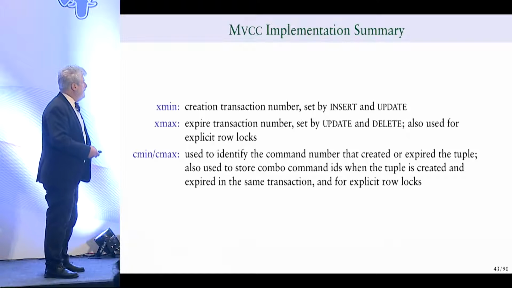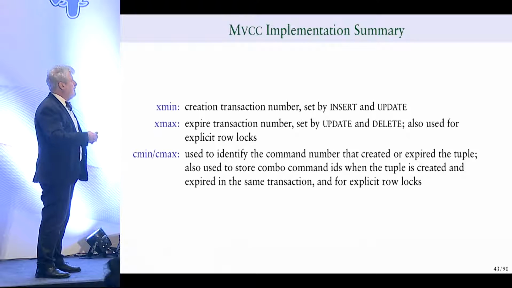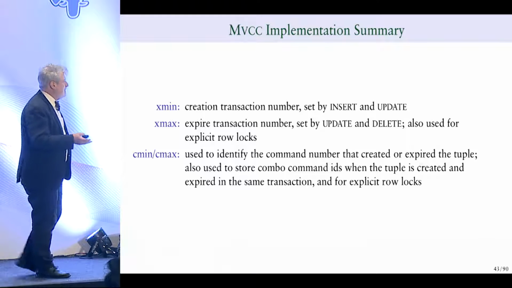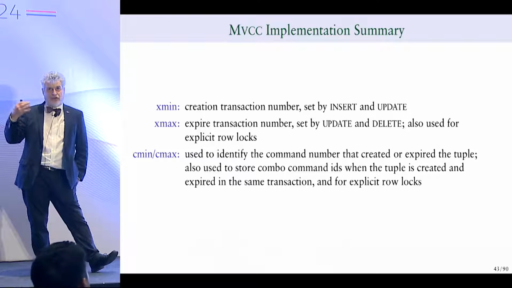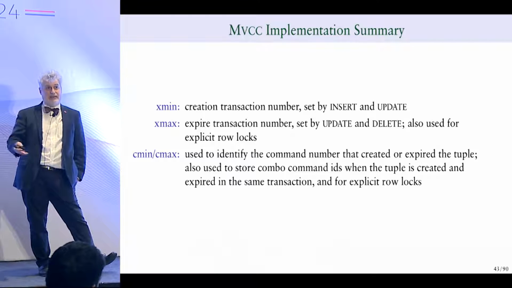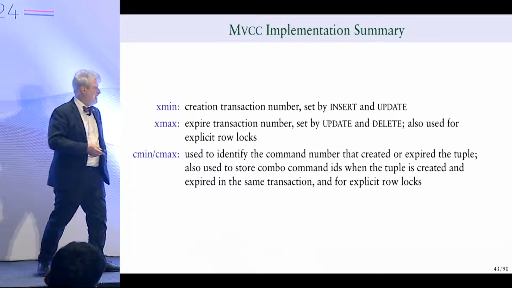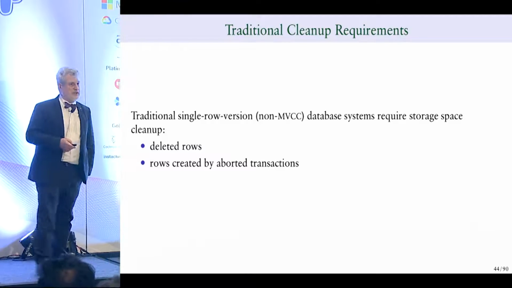Okay. So in summary, the xmin is the creation, the xmax is the expire, and then we also have cmin and cmax, which are designed to handle rows that are created and deleted in the same transaction block, but by multiple statements in that transaction block, because that actually becomes important. Okay. Any questions?